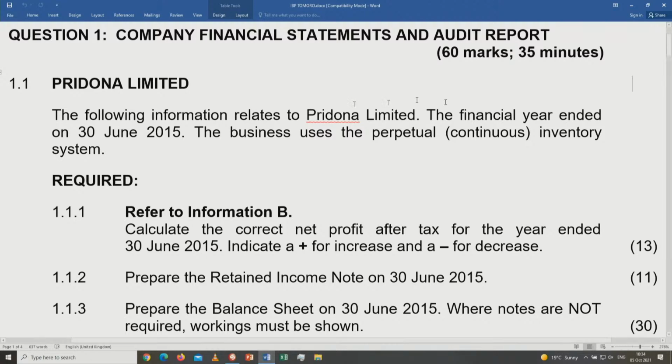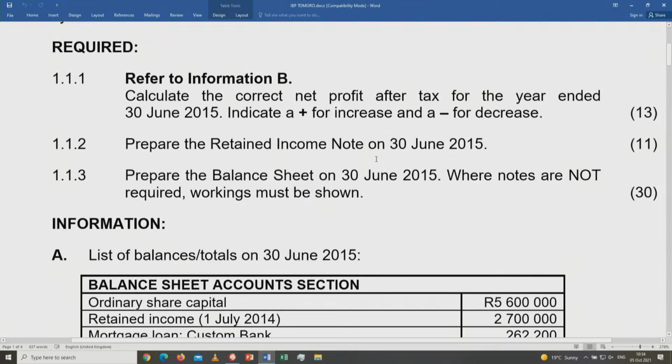Right now, 1.1 says here, the following information relates to Pre-Donor Limited. The financial year ended 30 June 2015. The business uses perpetual inventory system. Now 1.1, we must now refer to information B. Calculate the net profit after tax for the year ended 30 June 2015. Indicate a positive for increase and a negative for a decrease.